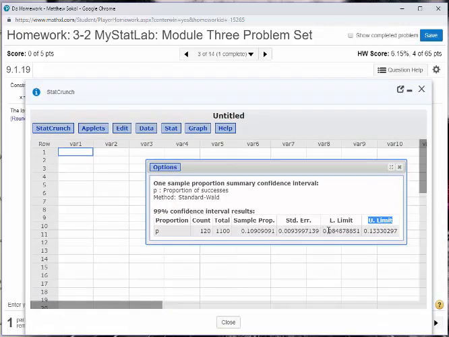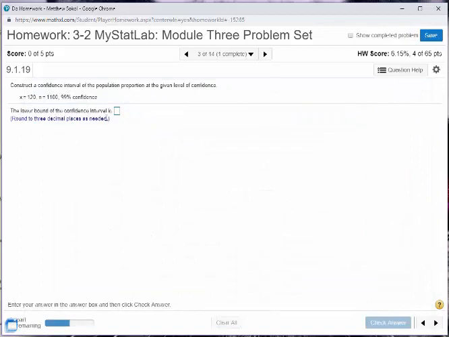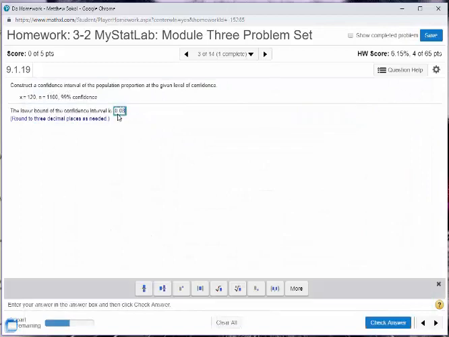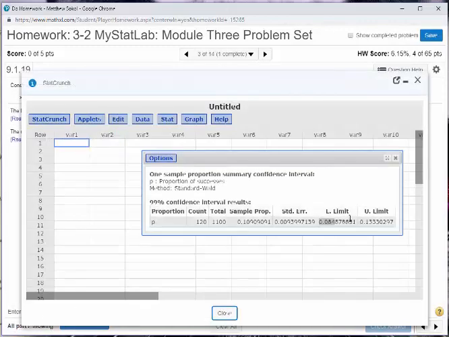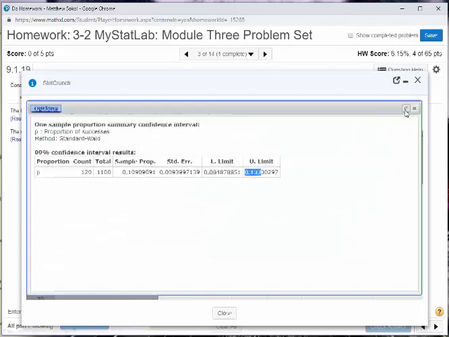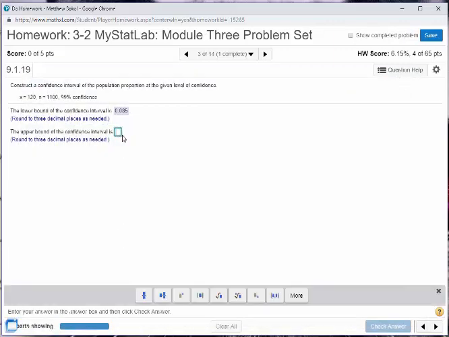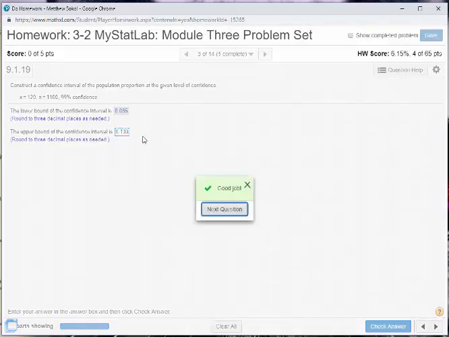to 3 decimal places. So I'm going to take my lower limit here. It's 0.084, but when I round it becomes 0.085. So I'm going to take that, plug it in here, just change it to a 5, and I got it. So my upper limit to 3 decimal places was 0.133. No need to round there, so I'm just going to copy that and plug it in here. And I got it again.